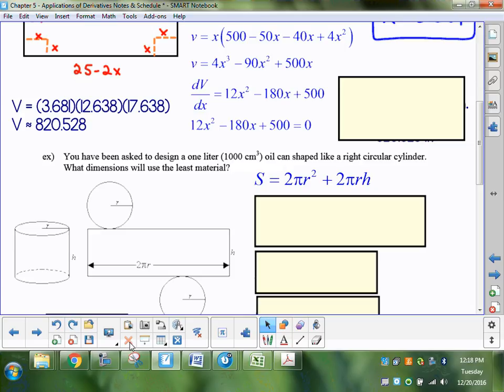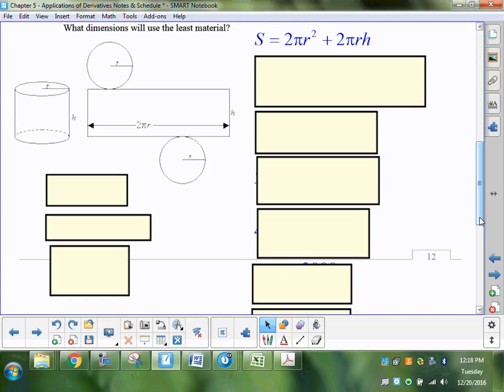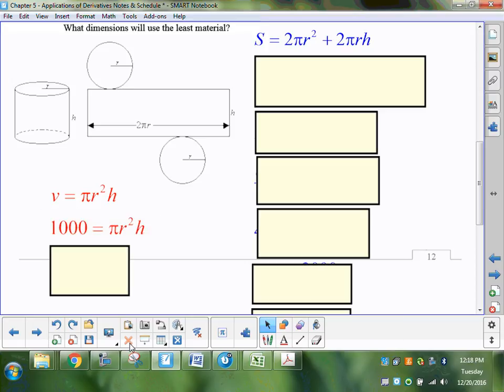There's a way to solve for one in terms of the other, and it goes back to what your initial condition is. The initial condition is the volume of this needs to be 1,000 centimeters cubed. Now, when I look back at this, I know the volume formula as well. My volume formula is pi r squared h. I'm going to make my substitution in. So now, instead of the volume, for this example, it would be 1,000 is equal to pi r squared h.